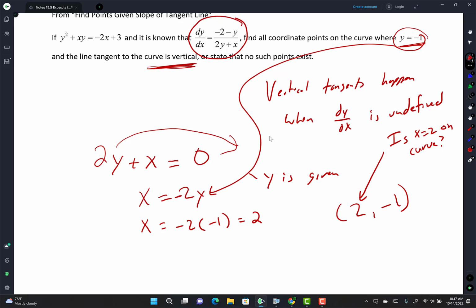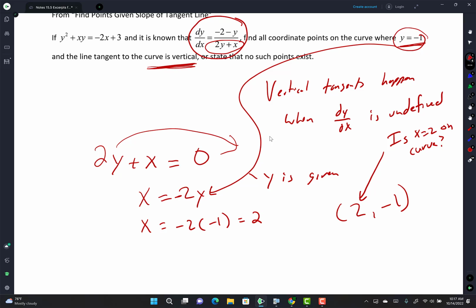All right. They want to know if I have a vertical tangent. And if I do, they want to know at what point. Does that make sense to you guys? All right. When do I have vertical tangents? Whenever my slope is undefined. So what makes this slope undefined? If the denominator were to equal 0. So that's what I did. 2y plus x equals 0.